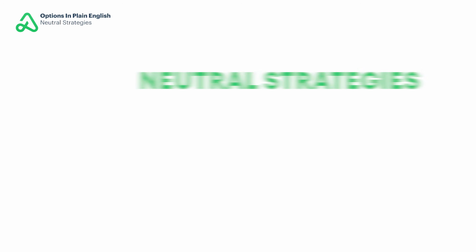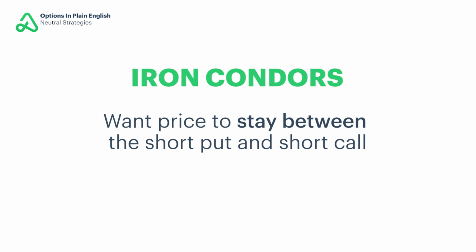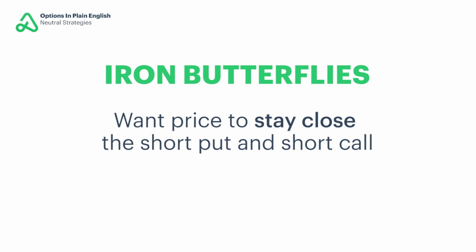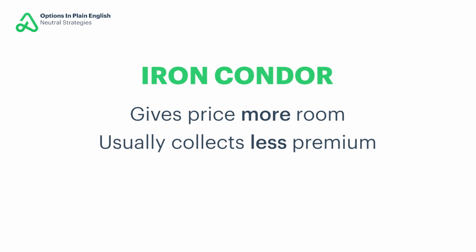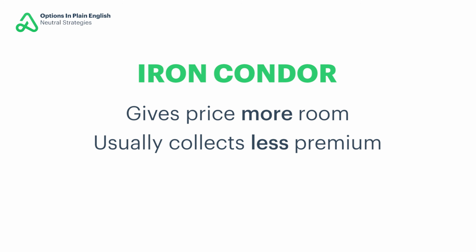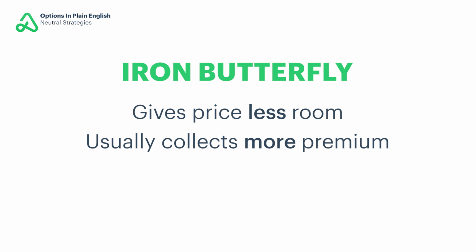Quick recap, neutral strategies are built around a range. An iron condor says, I think price stays between these two levels. An iron butterfly says, I think price stays close to the center area. Iron condors usually give price more room, but collect less premium. Iron butterflies usually collect more premium, but give price less room.